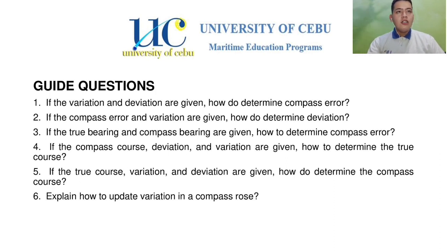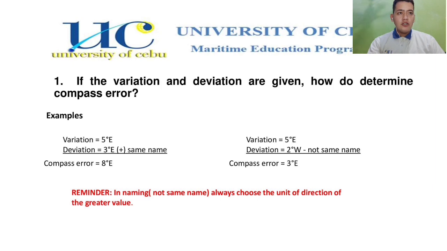For our first question, if the variation and deviation are given, how do we determine compass error? If the variation and deviation have the same name, we may simply add them to get the compass error. We should subtract them, on the other hand, if they have different names, and name the result after the larger value.